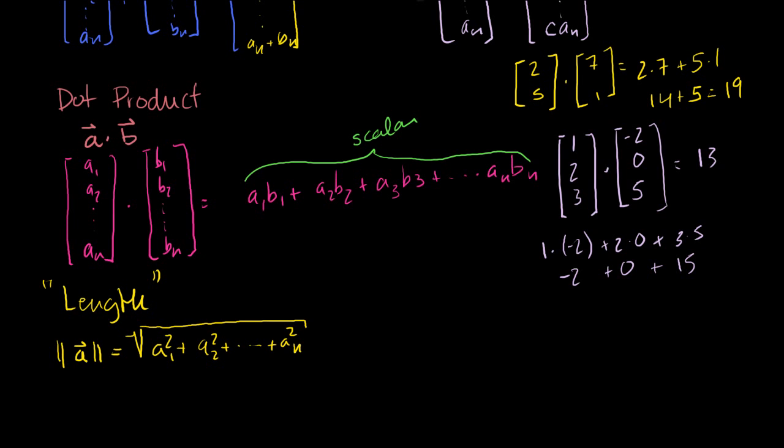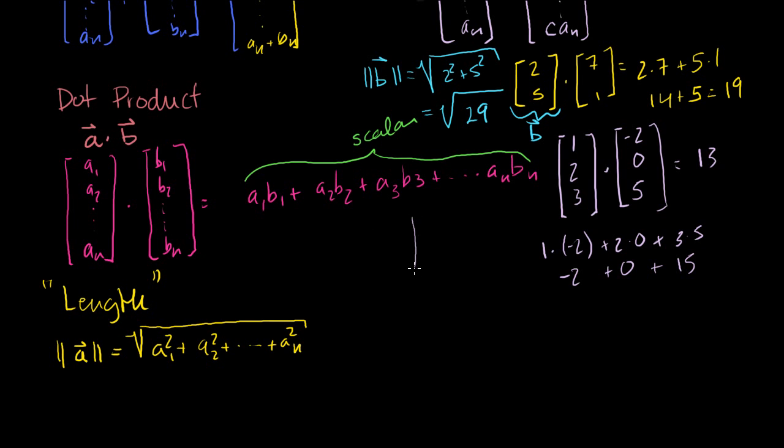If I wanted to take the magnitude of vector B right here, this would be the square root of 2 squared plus 5 squared, which is equal to the square root of 4 plus 25, the square root of 29. So that's the length of this vector. And you might say, look, I already knew that. That's from the Pythagorean theorem.